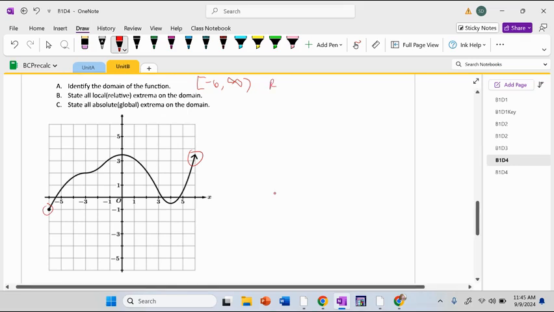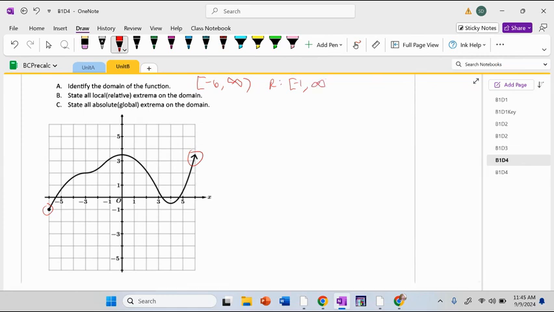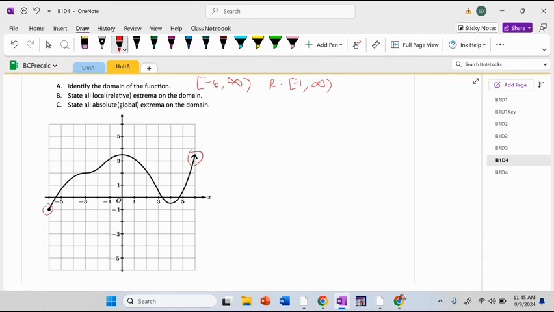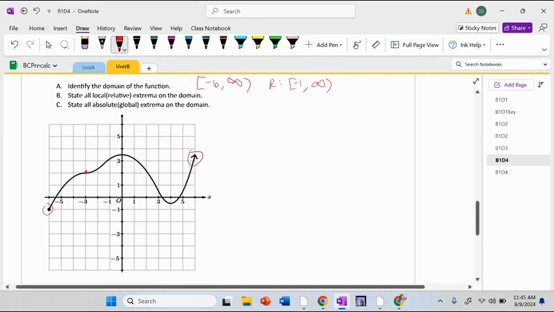The range, just for giggles, would be from -1, this doesn't go below -1, but -1 is that coordinate with -6, and that arrow goes up forever. So just so you know, you could read the range the same way you could read the domain from the picture. And then the relative extrema, this is an inflection point, not an extrema.